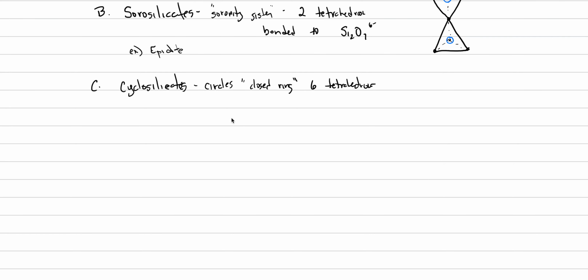And they combine to form a base unit of Si6O18 12-. Our examples are beryl and tourmaline. Those are our best examples. Beryl, that's not how you spell that. There you go. And tourmaline. And this one's probably the hardest to draw of all of them. The phyllosilicates are pretty tricky too.